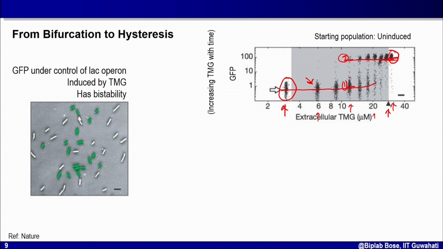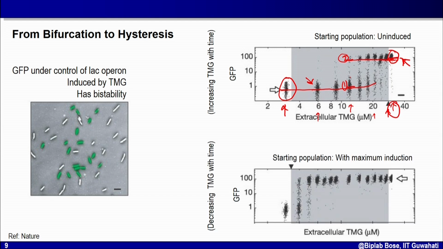Now what will happen if I take these cells which are already induced with a high amount of TMG? So already I have increased TMG in the system. So already I have a population which is induced with a high amount of TMG, around 30 micromolar. Now if I start reducing the amount of TMG in the system, that is, the input signal I am reducing, what type of profile will I see? That's the experiment they started doing.